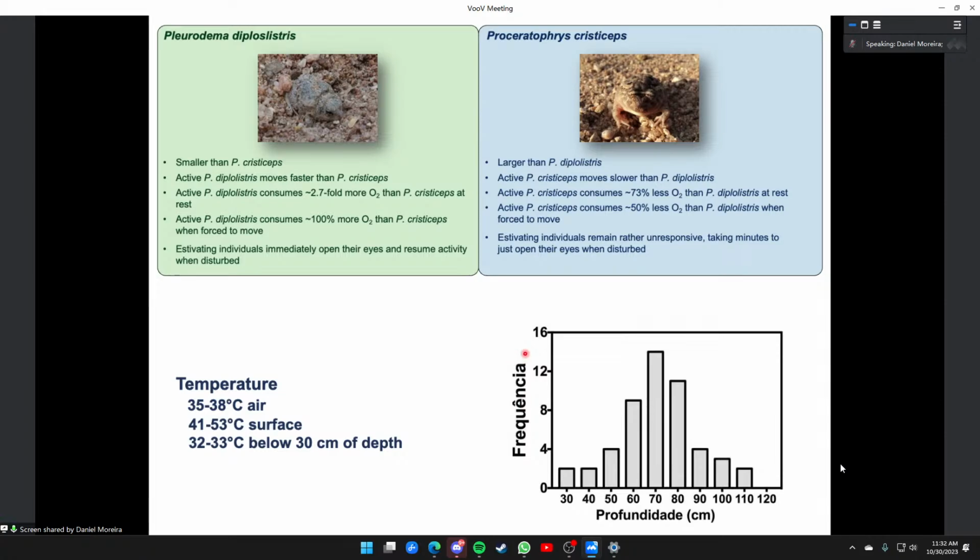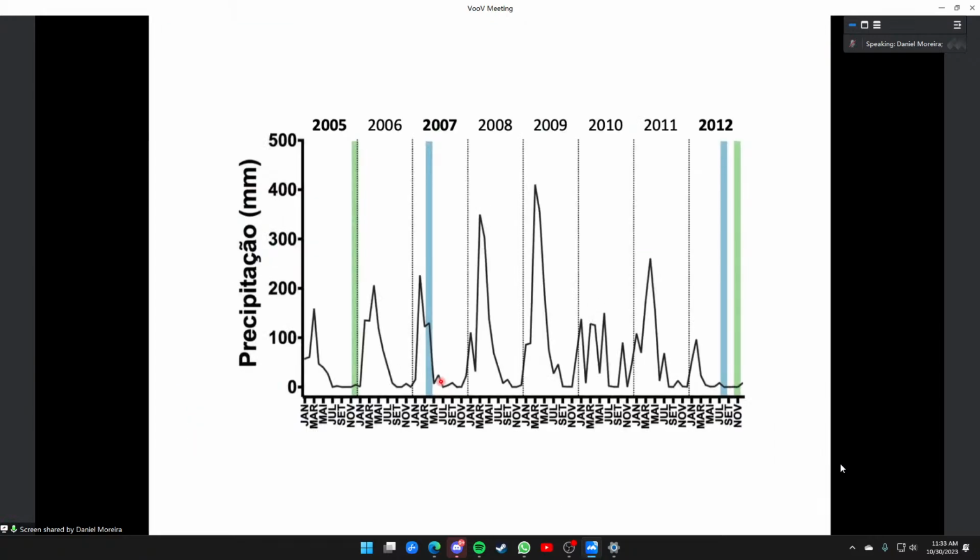And here, again, sorry for the Portuguese, on the bottom right, we have the depth in which animals were found, and on the y-axis, the number of animals found. So we have a fairly normal distribution in the depth in which animals are found. So we went to this location on several occasions, but the biochemical measurements I'm going to show you next were made in animals collected in 2005, 2007, and 2012.